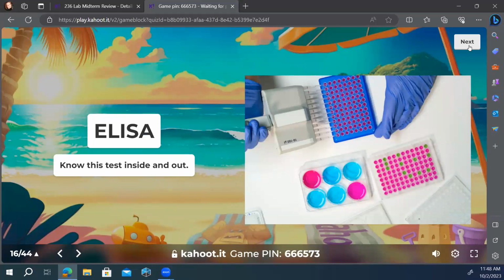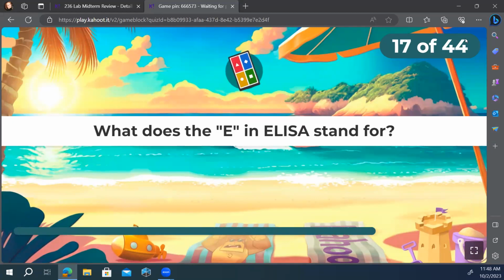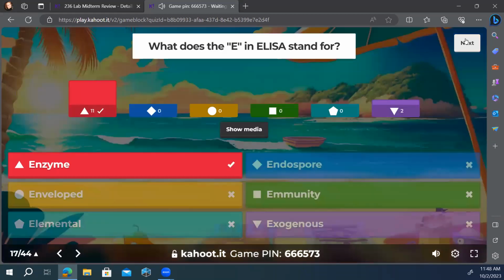All right, so we just did the stains, but now we're going to go through the ELISA stuff. What does the E stand for? All right, so yeah, the E is going to stand for enzyme. It stands for enzyme, guys. You guys got that. Now I lost my thing because I was stupid.